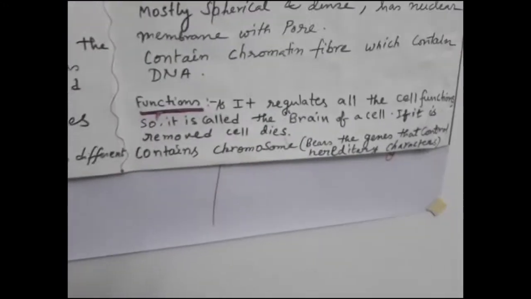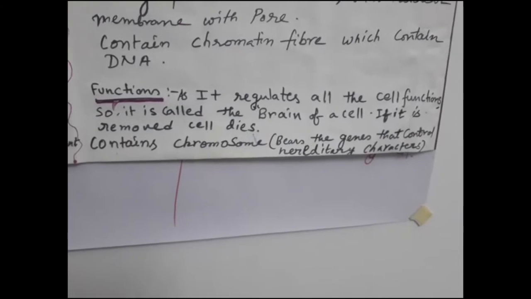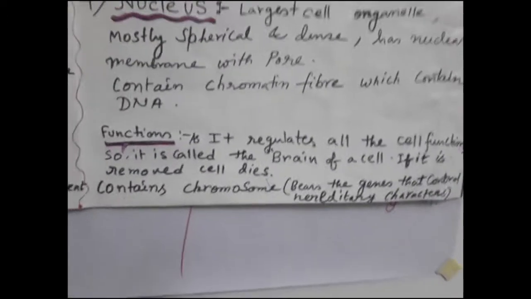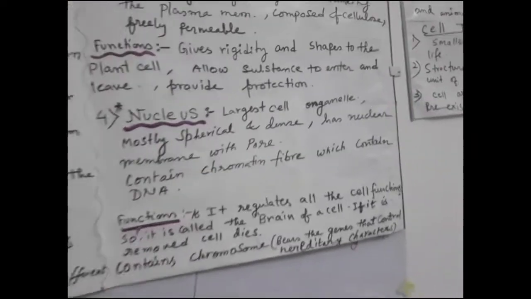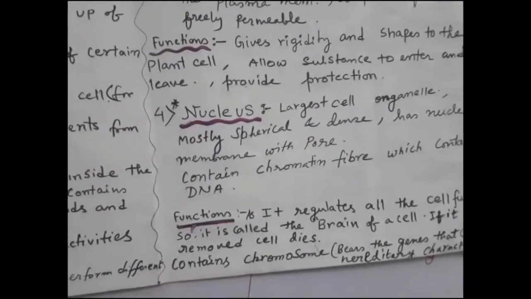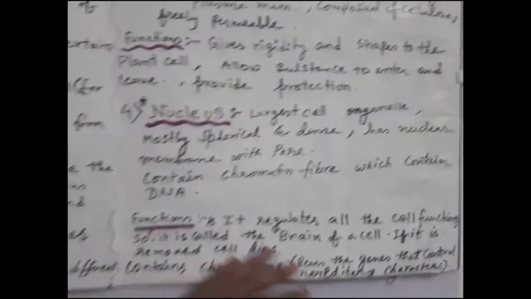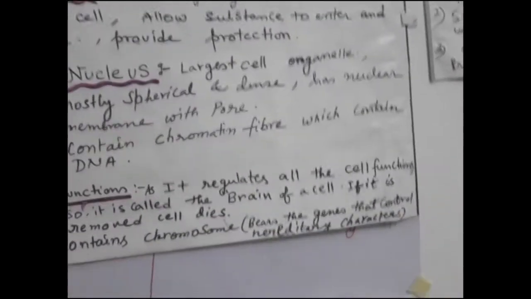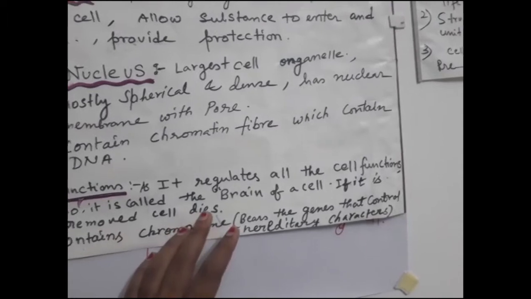Okay, the function of the nucleus. What are the functions? As it regulates all the cell functions, it is called the brain. All the protein production, DNA heredity, gene production, gene transfer, all things are done by the nucleus. So it regulates all the cell functions. That's why it is called the brain of a cell. And when it is removed, the cell dies.